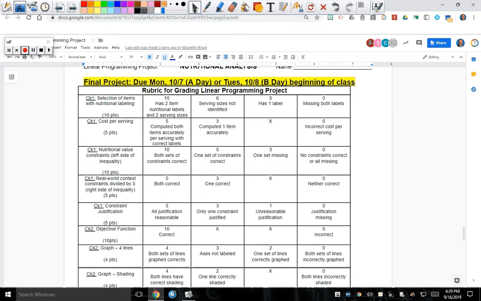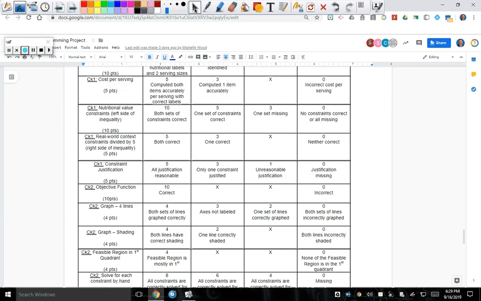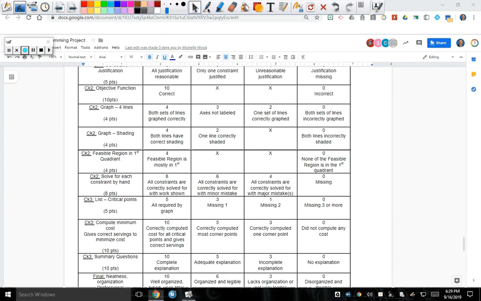So the rubric is this. You obviously want to get all these points if you can to get your highest score on this performance task. So let's say that you're missing both labels. Well, for this checkpoint 1 section right here, you would get 0 points. Okay? So all of checkpoint 1 that is due basically next class are these checkpoints all right here. Okay, so please read the rubric carefully to ensure that you are maximizing your score. Get it? Maximizing and linear programming.